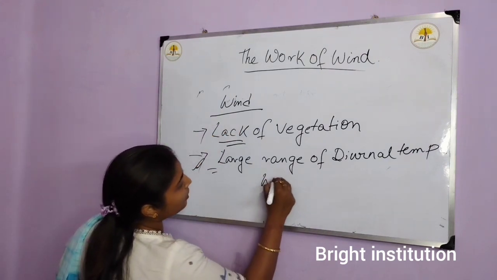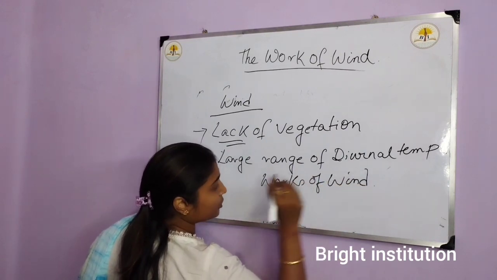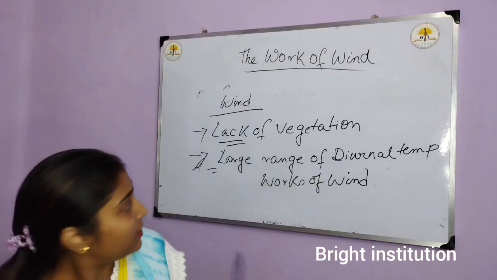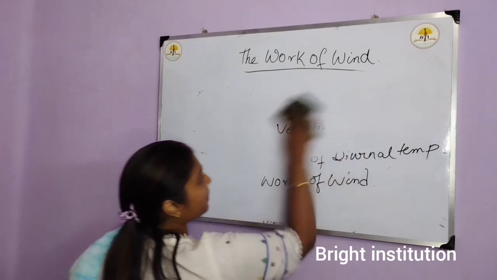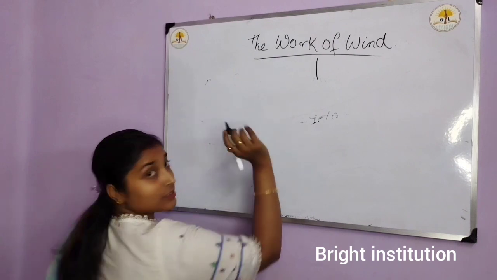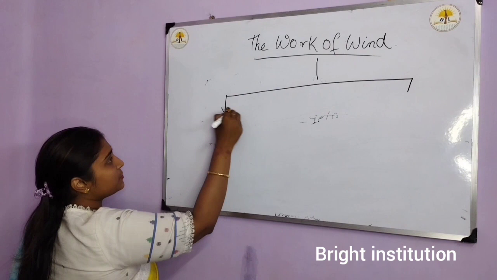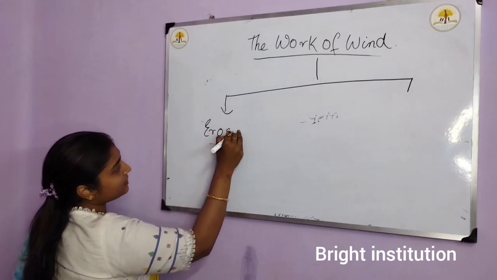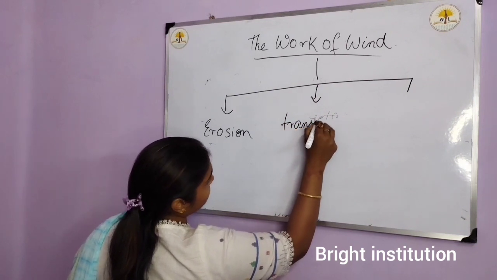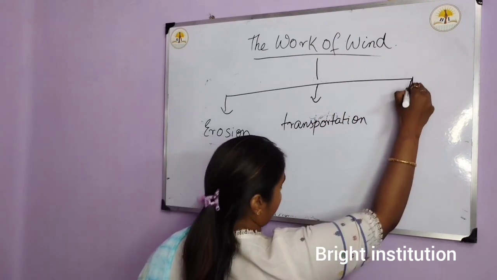Next we will discuss the works of wind, how the winds are working. Now the works of wind we can again subdivide into three types. The work of wind are of three types. The first you will see is erosion, next one is the transportation, and the third one is the deposition.